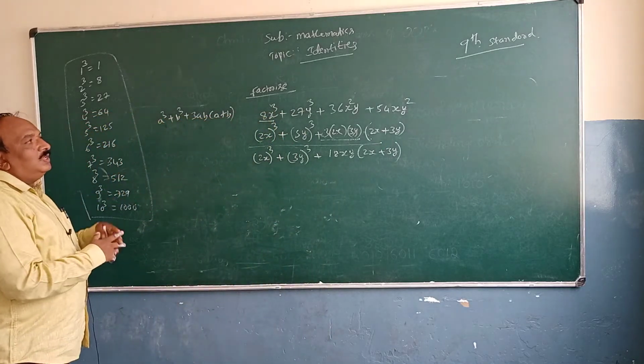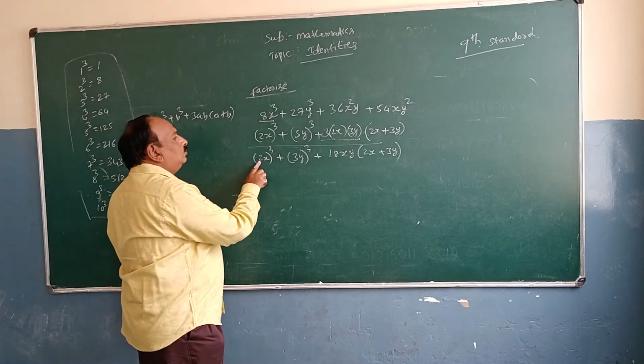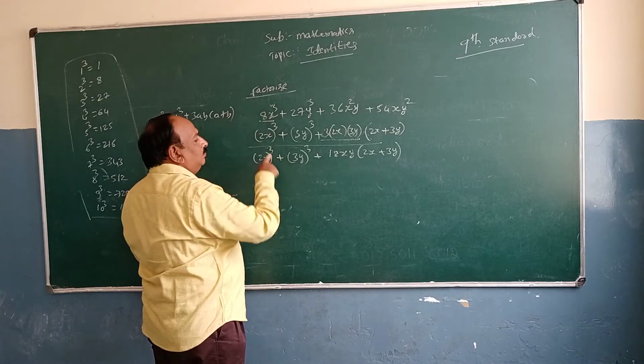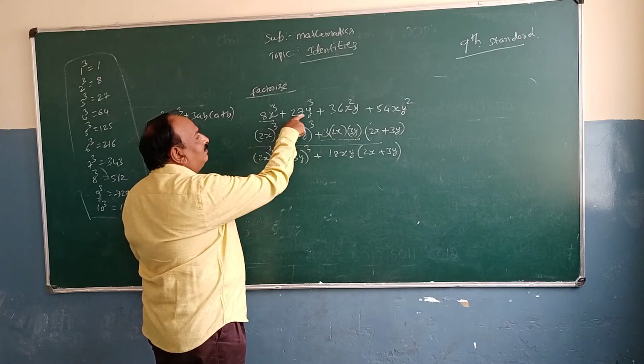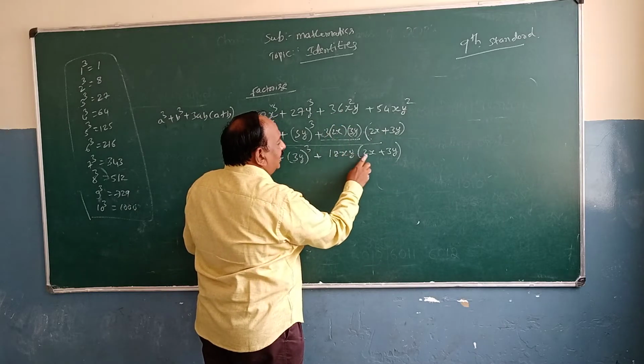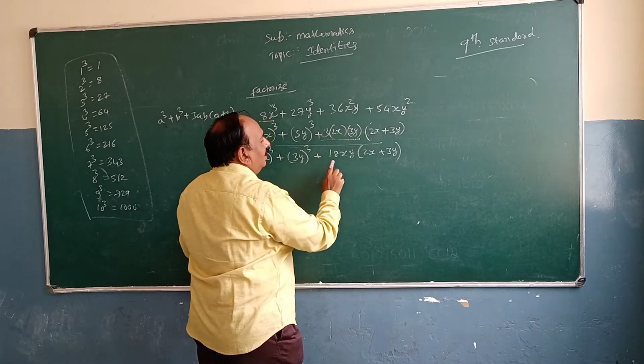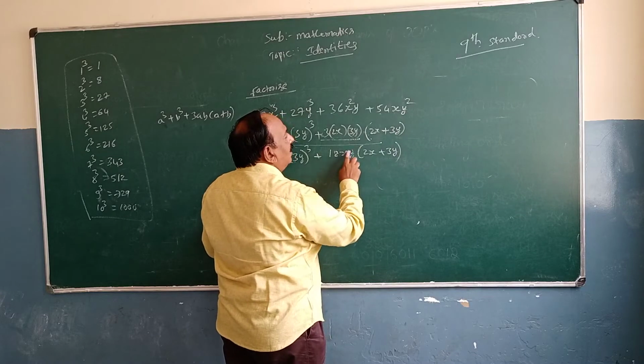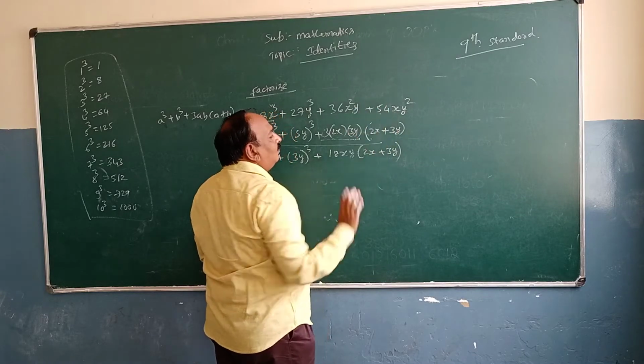When you multiply, you get this answer. 2 2s are 4, 4 2s are 8x cube. 3 3s are 9, 9 3s are 27y cube. 18 2s are 36, x into x, x square y. 18 3s are 54, x as it is, y into y, y square.